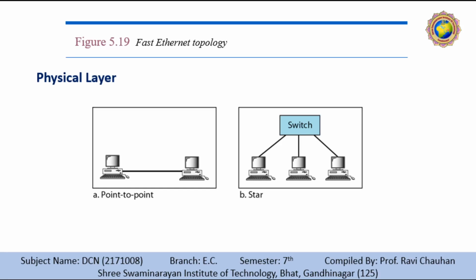Physical layer. The physical layer in Fast Ethernet is more complicated than that of standard Ethernet. We will briefly discuss this in this section. First of all, what are the topologies in Fast Ethernet? Fast Ethernet is designed to connect two or more stations together. If there are only two stations, they can be connected via point to point. Three or more stations need to be connected via a star topology with a hub or a switch at the center, as you can see in this figure.